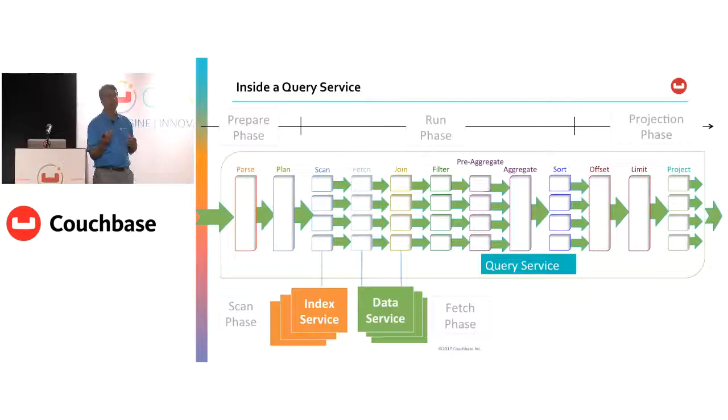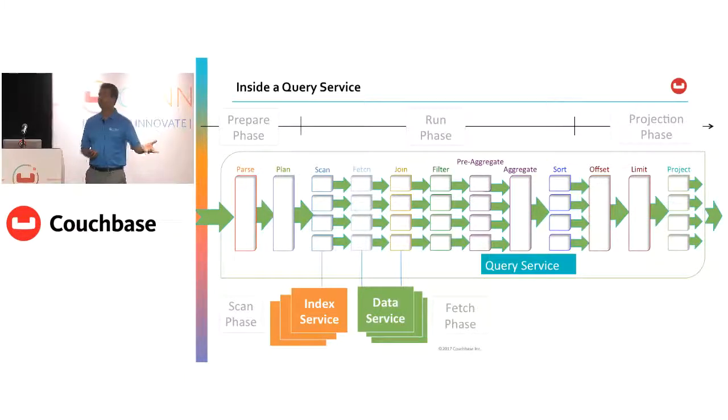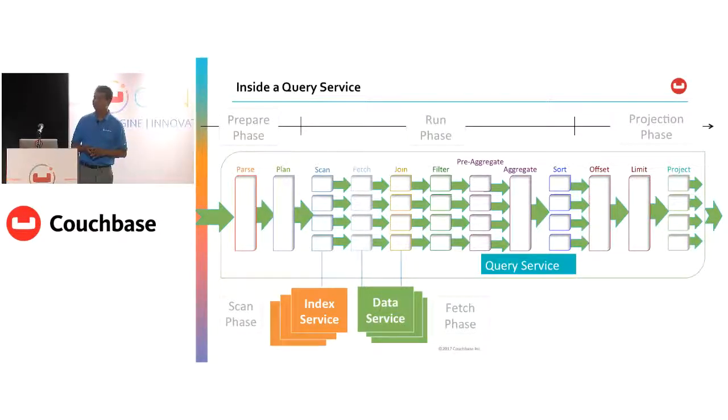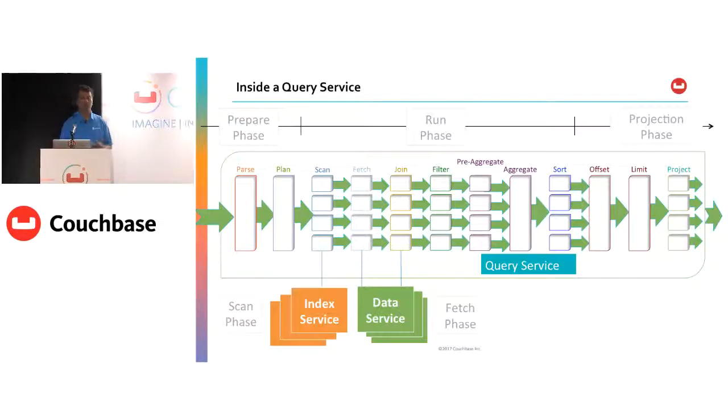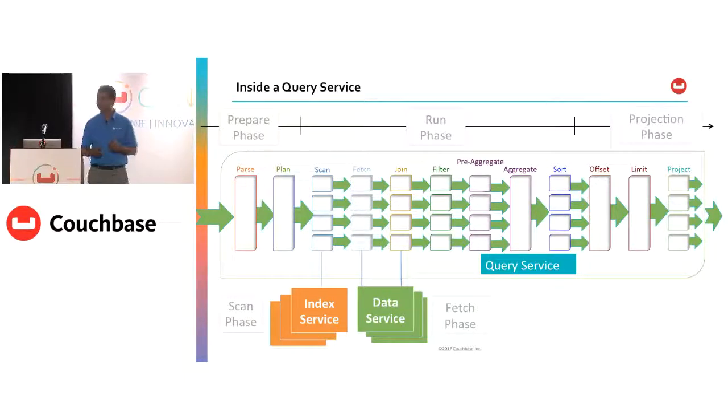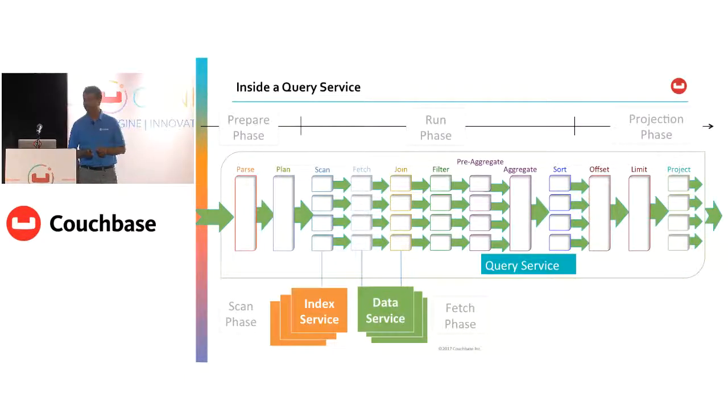There are always predicates that we could not push down to the index service. We do the post-fetch predicate evaluation, as well as joins, pre-aggregation, aggregation, sorting, pagination, all of that happens within the query service as well before we finalize the result and send it back to the application, right? This is the whole loop from the query request back to the result, right? This is a little bit of the inside view of how the query service works.